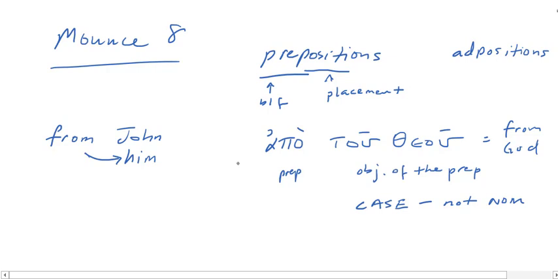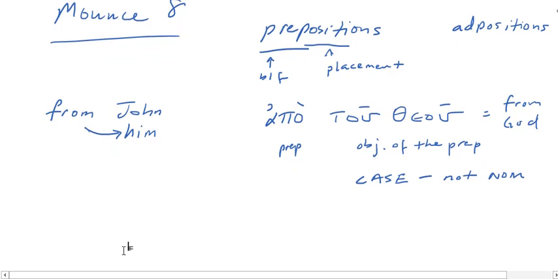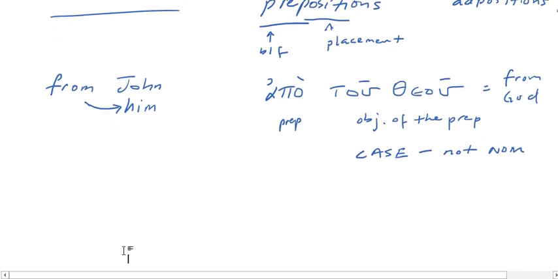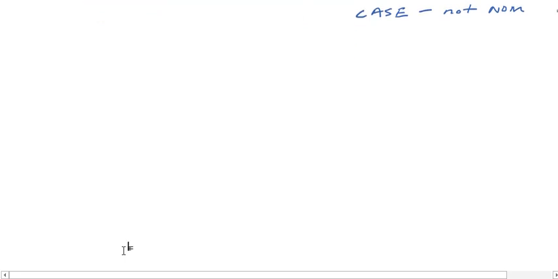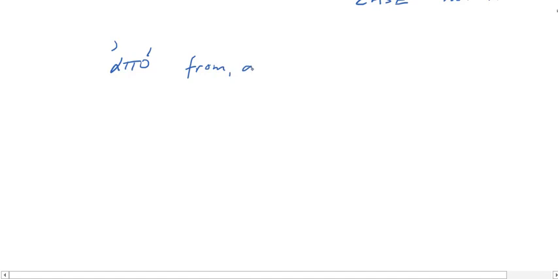Okay? So this is true in Greek. Now, in Greek, the preposition is going to have its own distinctive meaning. So what does apo mean? From or away from, right? So from, away from.